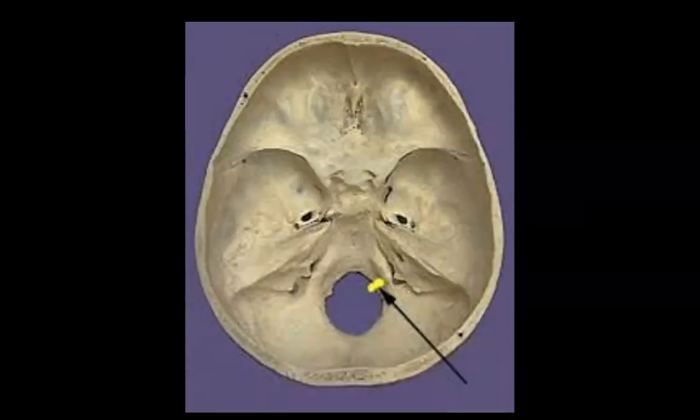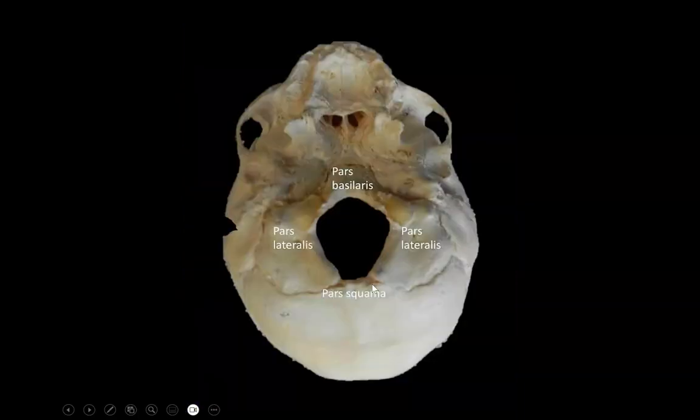Hypoglossal canal is present in the condylar part of the occipital bone, and carries the hypoglossal or the 12th cranial nerve, lower and more posterior than the lower cranial nerves. 12.